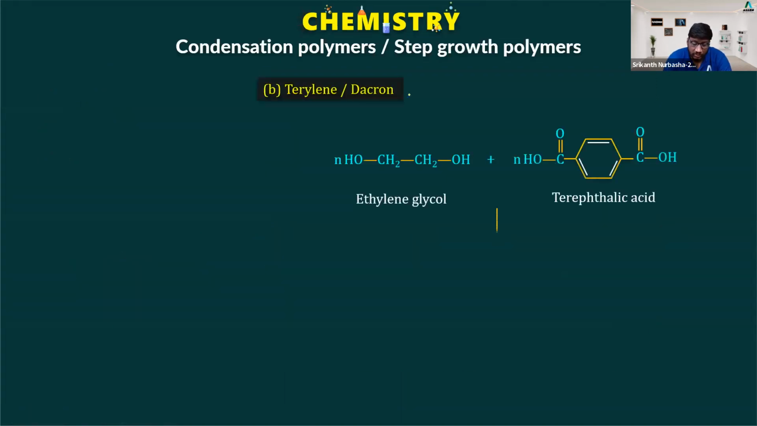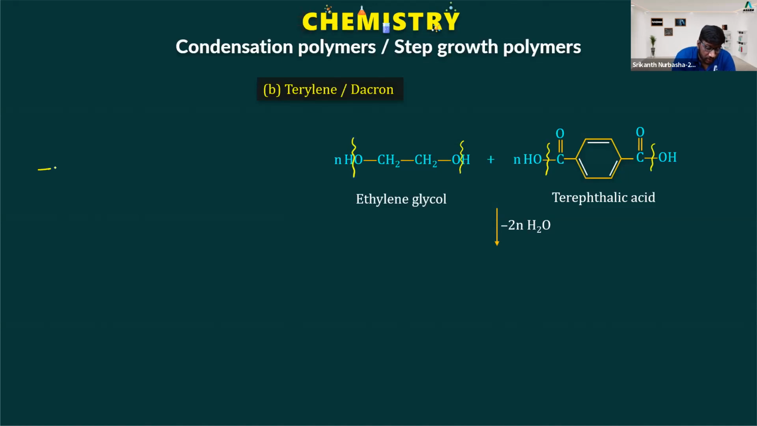Terylene or dacron is formed when ethylene glycol reacts with terephthalic acid. Earlier we had phthalic acid, that is 1,2 benzene dicarboxylic acid. 1,4 benzene dicarboxylic acid is said to be terephthalic acid. Whenever ethylene glycol reacts with terephthalic acid, what happens? Same reaction, same type. The OH bond cleaves here, the CO bond cleaves here.